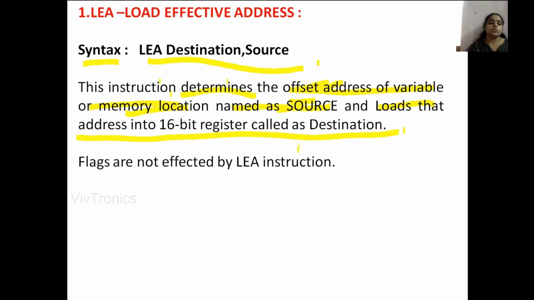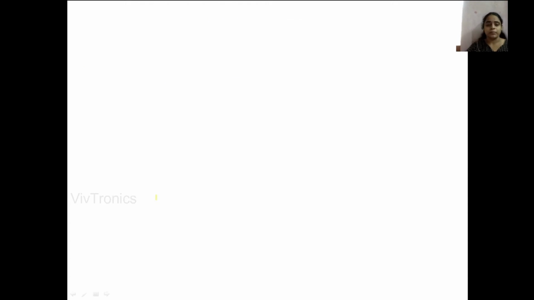Okay, so the main point that you have to keep in mind is that flag registers are not affected by the LEA instruction. So this instruction won't affect any flags. So for example, LEA AX, 3000H. So 3000H is the memory location. So this offset address is loaded into our AX register.